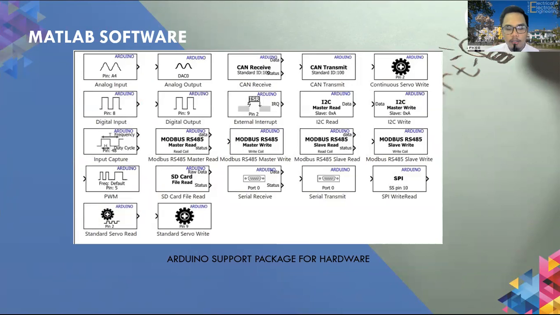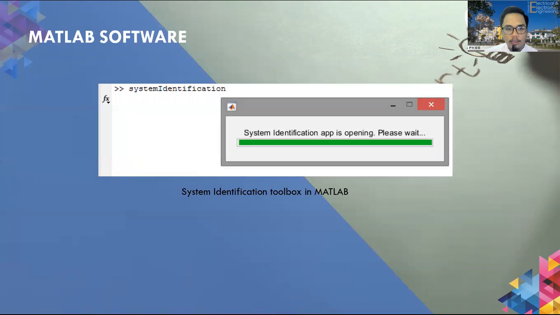So for the MATLAB software, we must install the Arduino support package for hardware for use in Simulink, and design the Simulink block to get the input and output of the data. So next is system identification toolbox. Must install in MATLAB for use to get the transfer function.